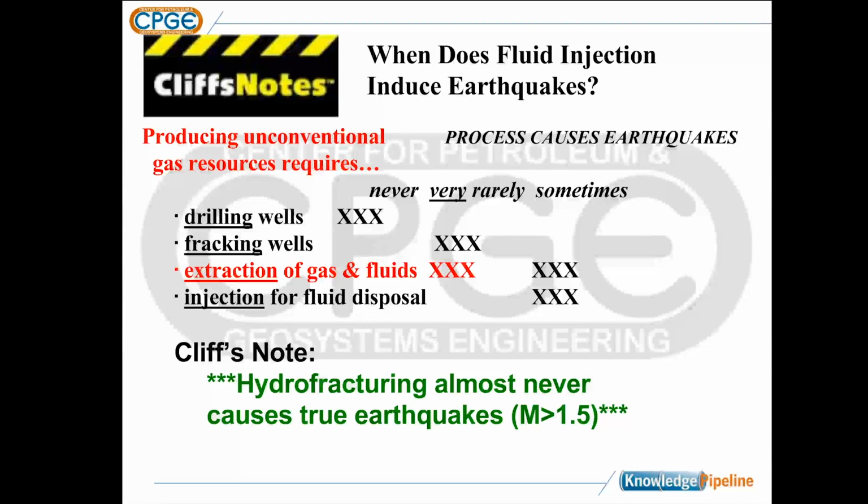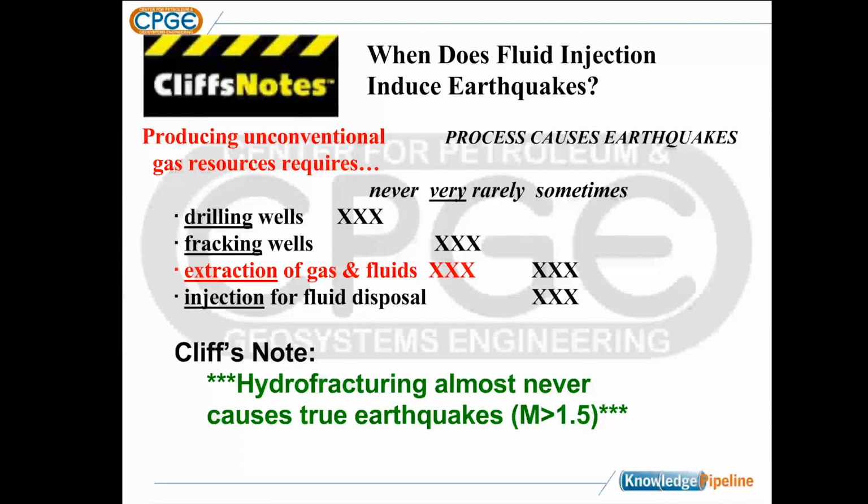Now, it turns out that I'm unaware of anybody who ever caused an earthquake simply by drilling a well. Never happens. Fracking wells, it turns out that only very rarely will fracking a well cause an earthquake big enough for anyone to feel, say, magnitude 2. A few years ago, I would say it never happens, but there have been a few situations where people fracked wells and they had earthquakes as big as 2 or 3, but it's still very rare.